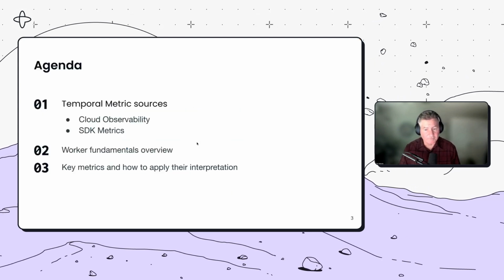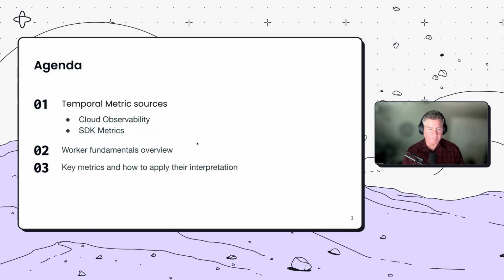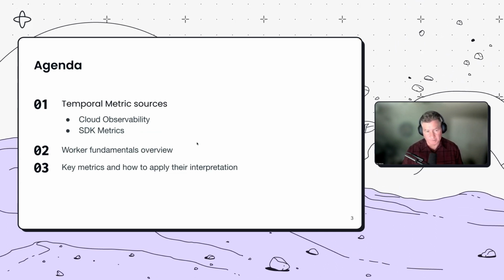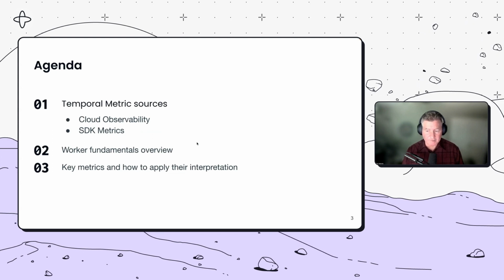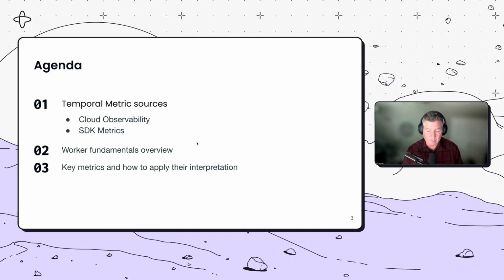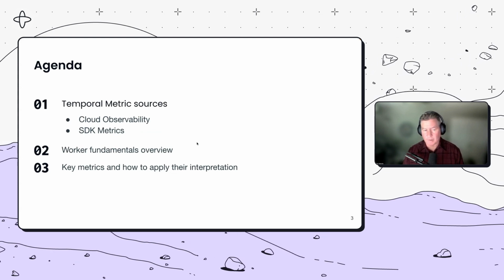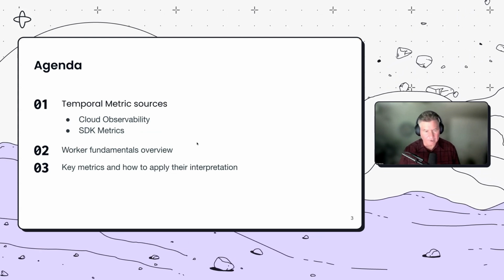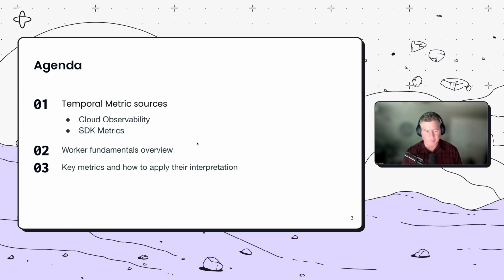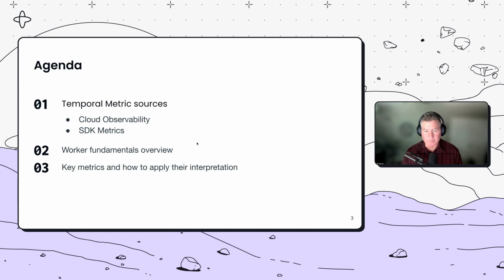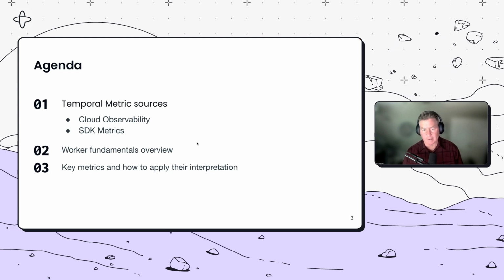So what specifically are we going to be talking about today? What we're going to be going into are the different Temporal metric sources. Specifically, this includes the cloud observability support. I'll be walking through how to set that up. I'm not going to do a live setup on any of these today because that's kind of tiresome, and our docs are very good on this. But I'm going to be walking through some gotchas and things to keep in mind as you go through.